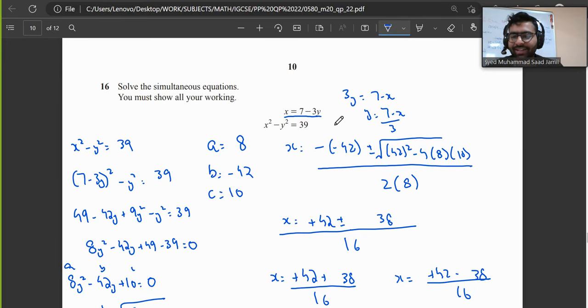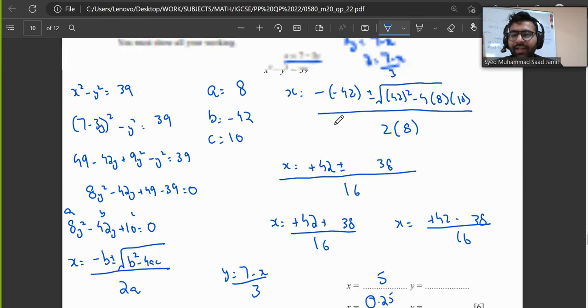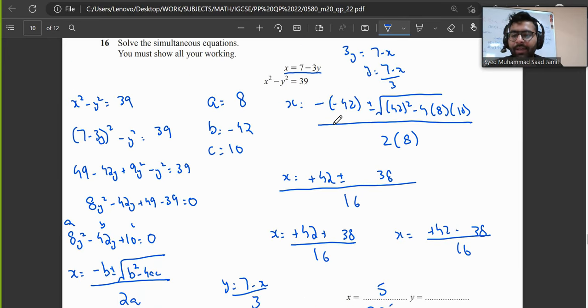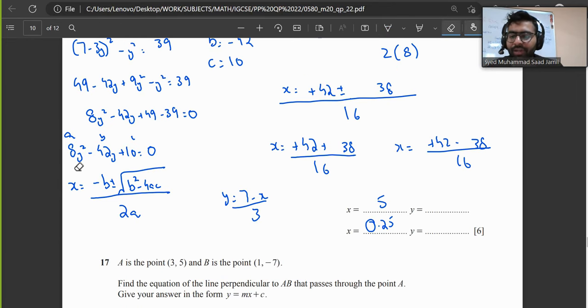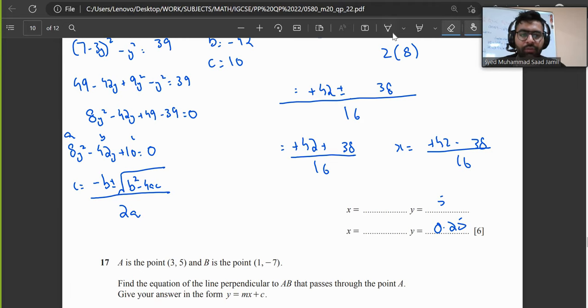I made one more mistake. If you look at the question, it was 8y squared minus 42y plus 10. So all this time we were not finding x, we were finding y. So all of these are values of y. 5 and 0.25 are the values of y. So once again I apologize. So we just had to switch the values.